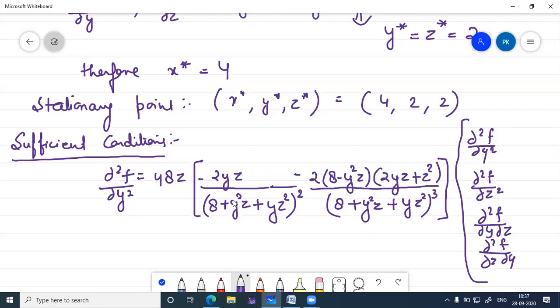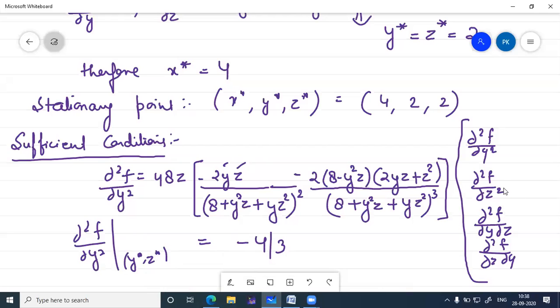Now this is in terms of y and z, and the value of y and z is 2 and 2. Substitute 2 in place of y and 2 in place of z. So we have obtained the value, which is minus 4/3 here.